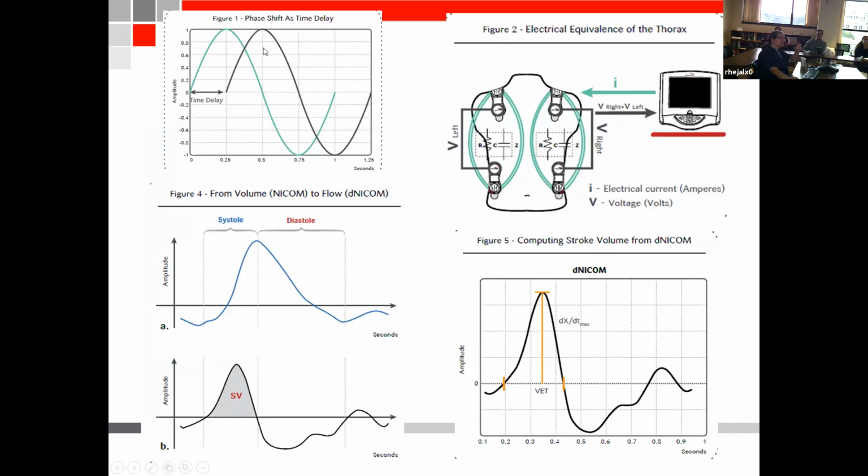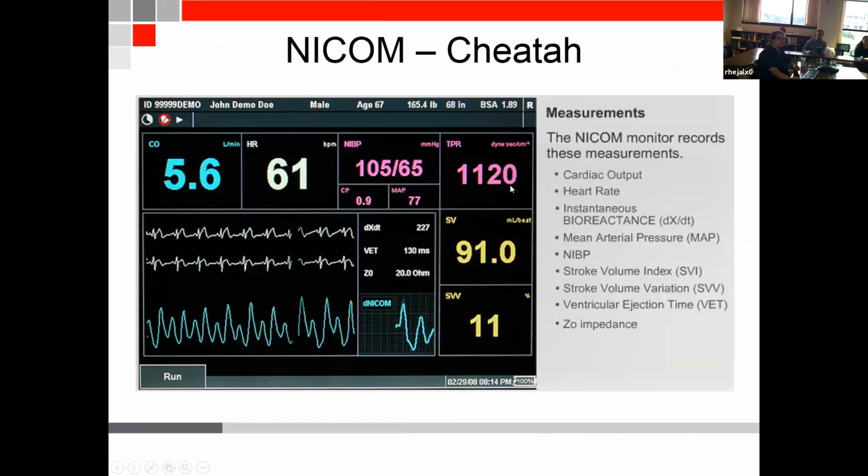The machine itself looks at this and develops its own waveform because it changes over time. And this part correlates with the stroke volume. So there's a calculation that you have for it, and this is what you get. The machine itself will display to you what the stroke volume is.